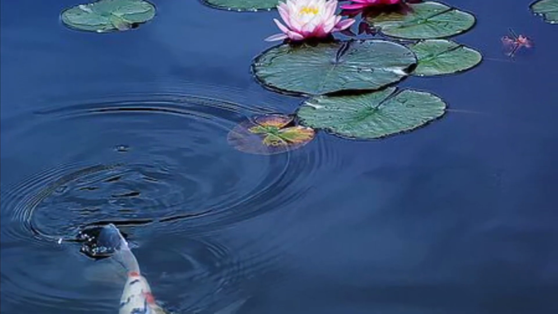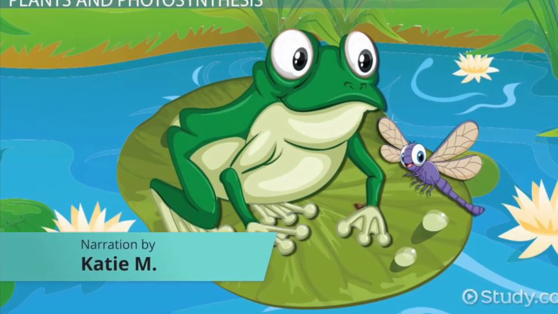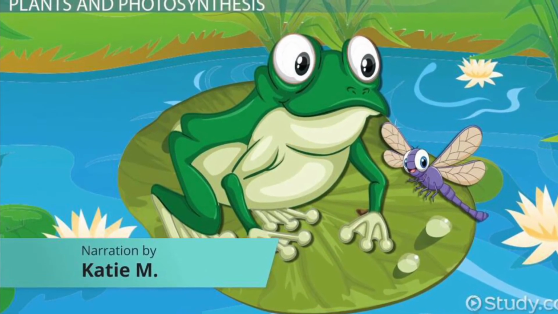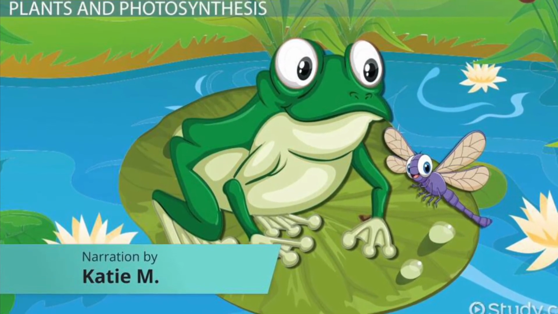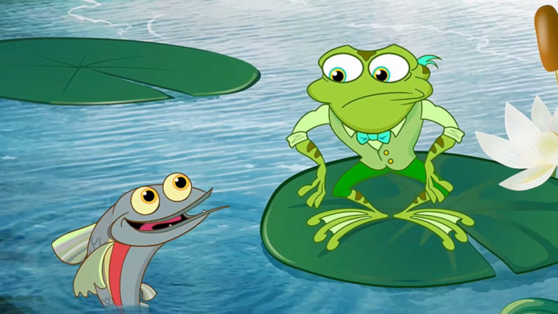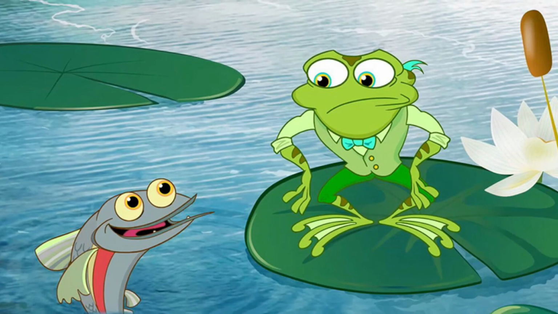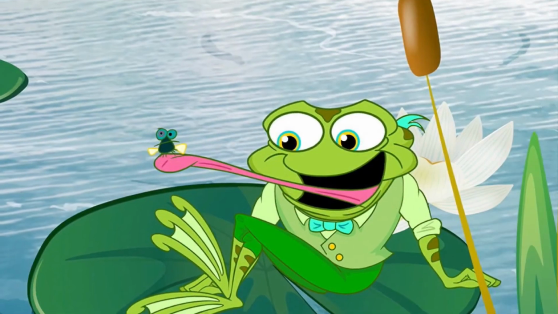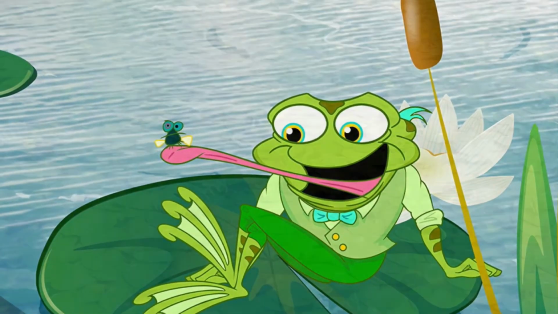We've all probably seen the stereotypical image of a frog sitting on a lily pad, and for good reason. Frogs, turtles, dragonflies, damselflies, snails, beetles, and other insects can often be found where you find lily pads.